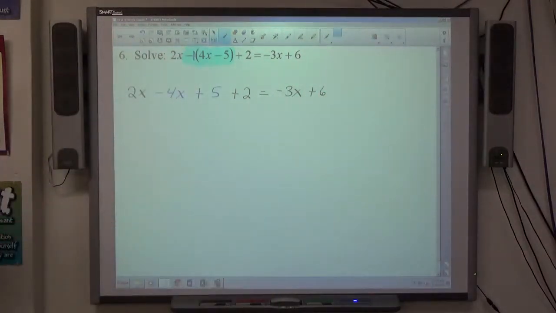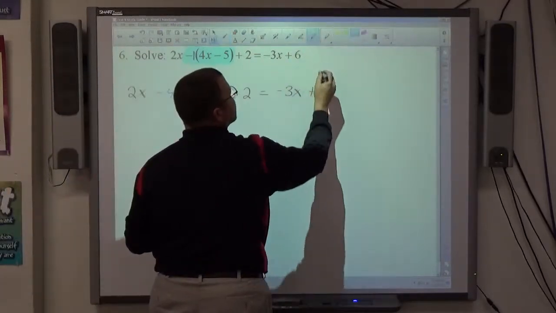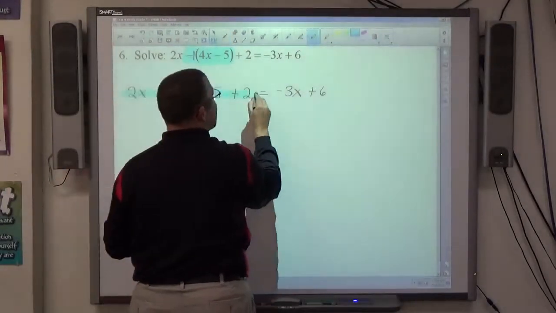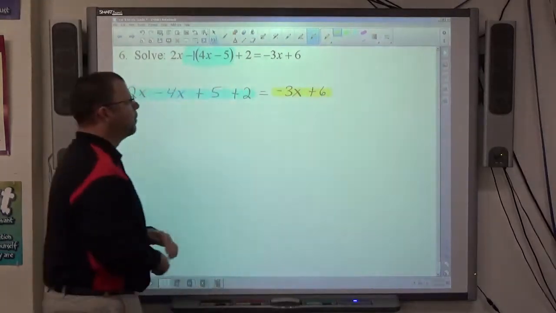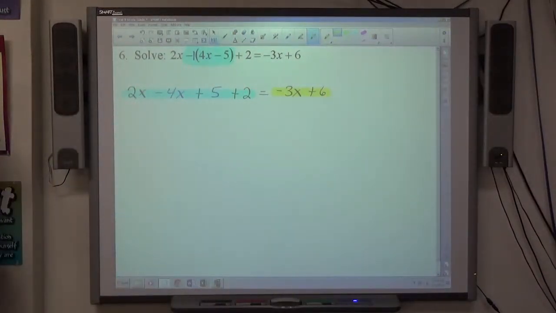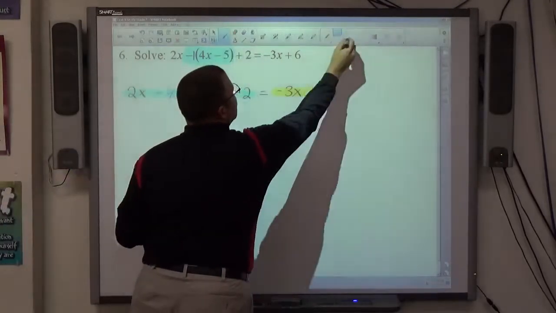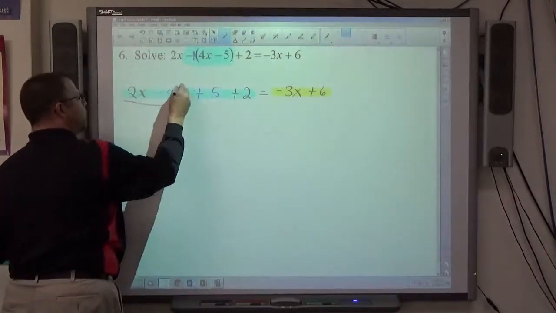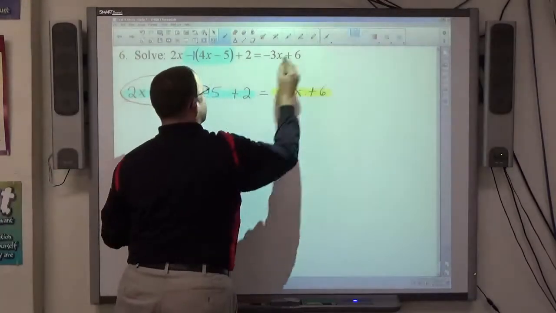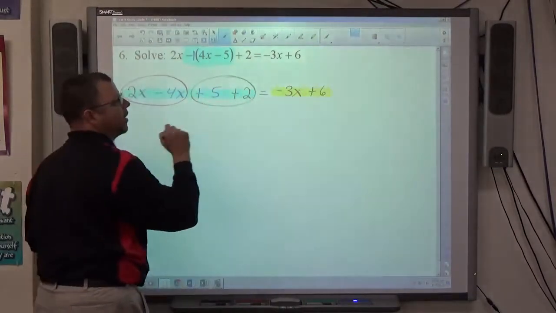That's priority 1. Priority 2 is looking at both sides individually. So I have my left-hand side right here, and I got my right-hand side over here. I want both those sides simplified as much as possible. That means like terms combined together. So on the left-hand side, what I'm noticing is 2x and negative 4x are like terms. I'm also noticing that positive 5 and positive 2 are like terms.